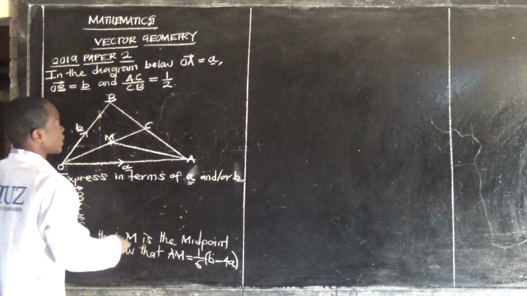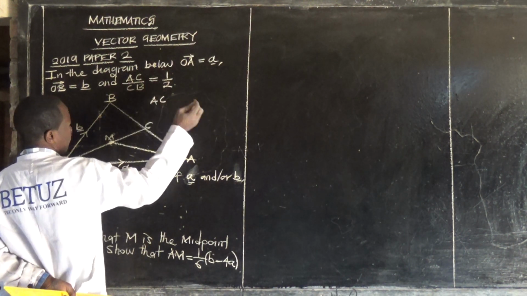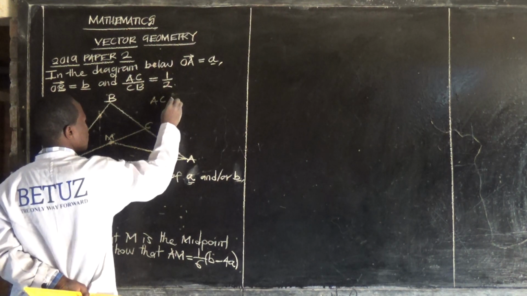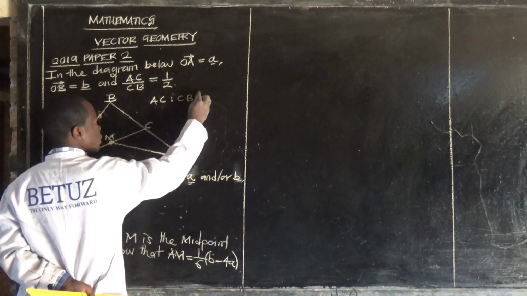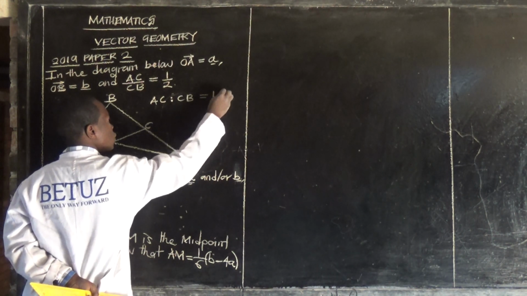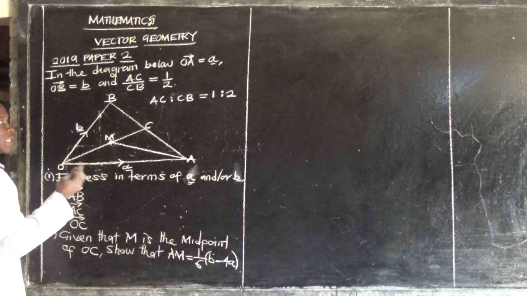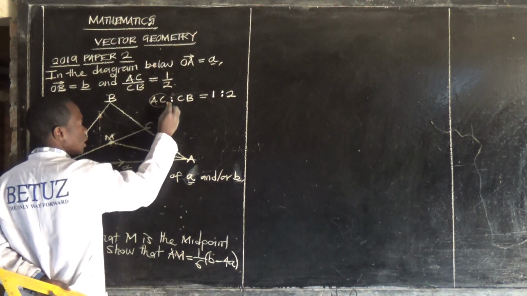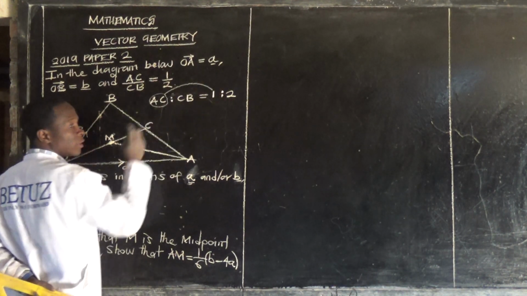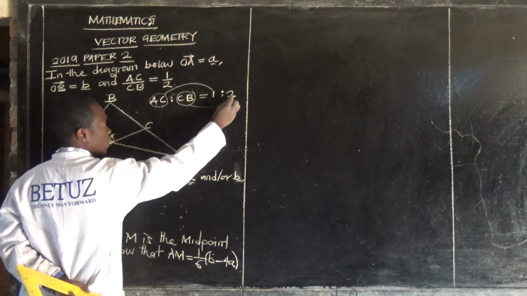Now, when they've written it like this, AC to CB, that's the meaning. Are we together? So the ratio is given by 1 to 2, respectively. So these are in respective terms. What we mean is this AC goes with ratio 1, then this BC goes with ratio 2. That's the meaning.